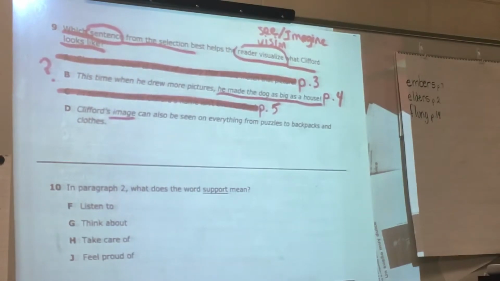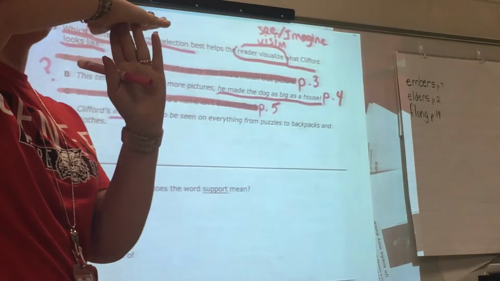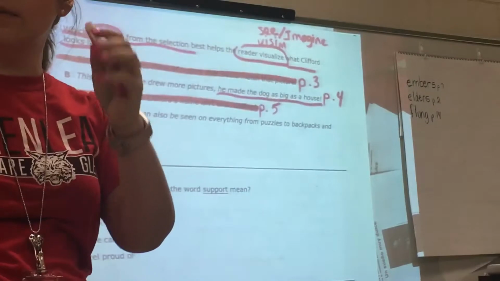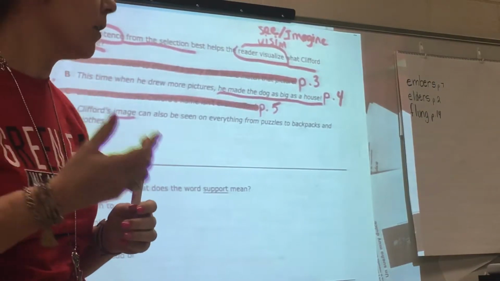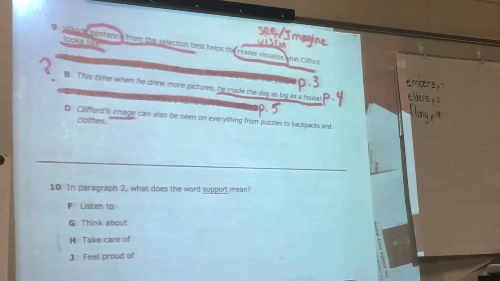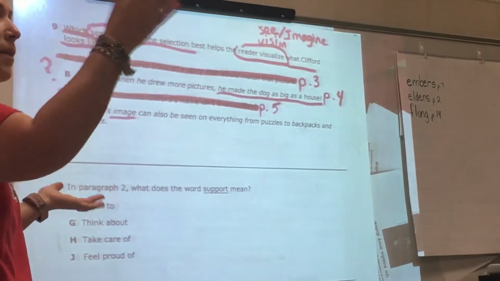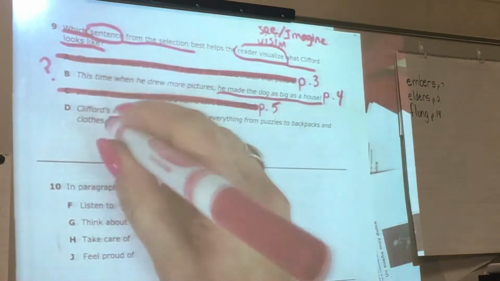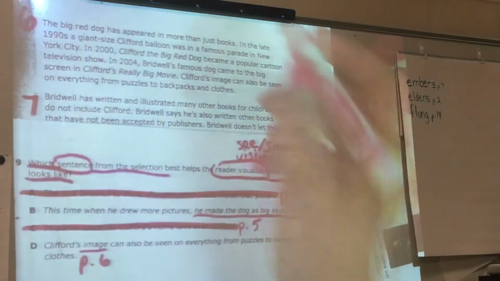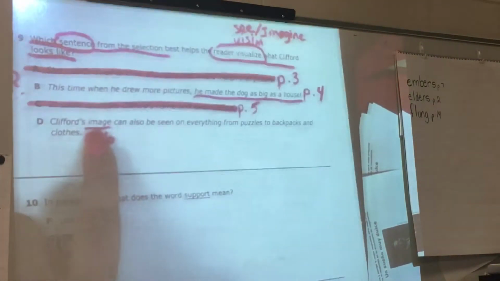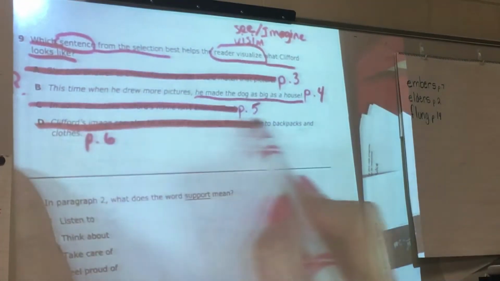So let's go back. Time out. Do I see in that sentence something that tells me how to visualize what Clifford looks like? No. So it's B. Oh, thank you for correcting me. Even Miss Contu makes mistakes. Remember? Tell me, Stephanie, what paragraph can I find that in? Paragraph 6. The last sentence. Thank you for telling me. Paragraph 6, and after we talked about it, we realized that this cannot be it.